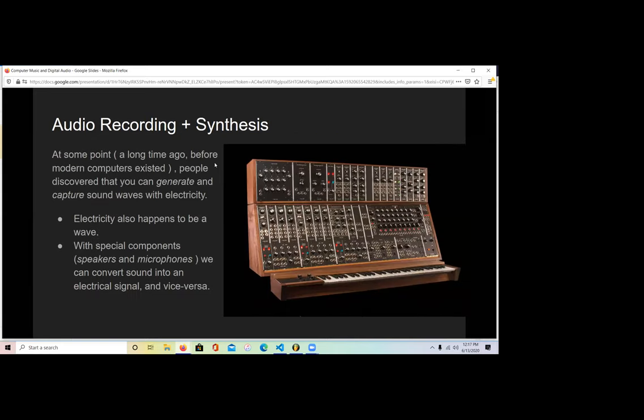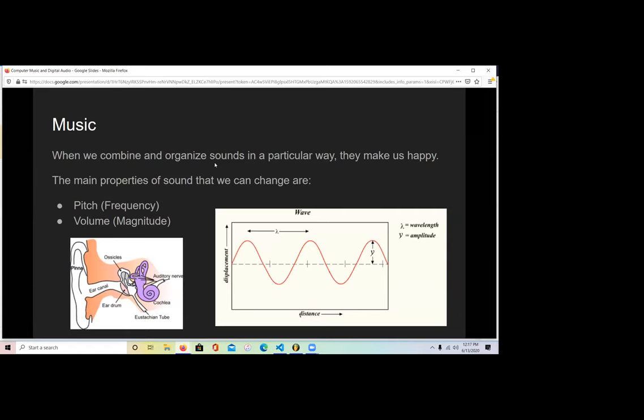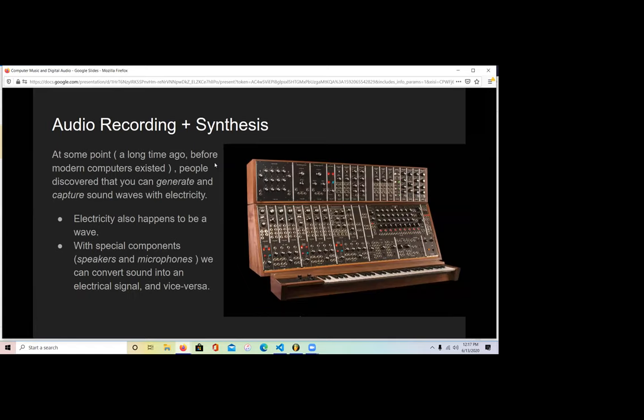All right, so at some point, in between when electricity was discovered and we could manipulate electricity, but before computers were invented, people already knew how sound worked, and then they figured out how electricity works. And it's kind of a useful coincidence. Electricity also happens to be a wave. Electromagnetic energy in general is waves.